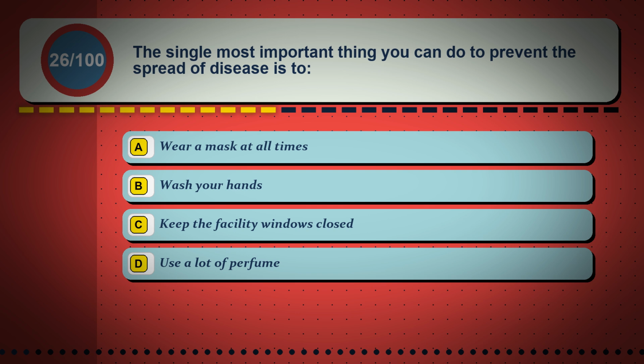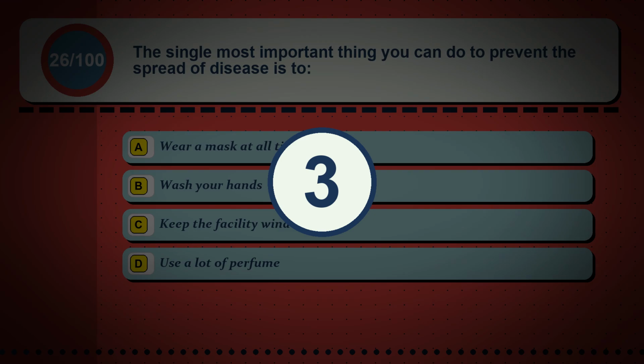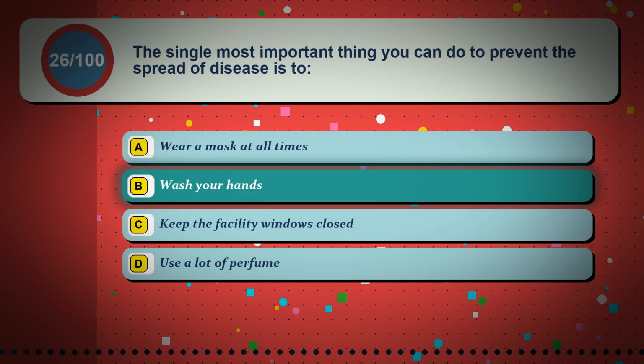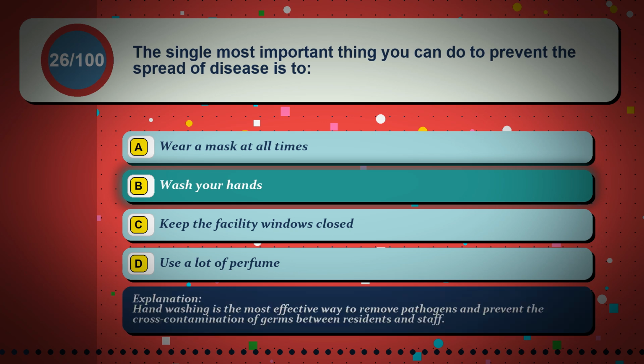Option B, wash your hands. Option C, keep the facility windows closed. Option D, use a lot of perfume. The correct answer is option B, wash your hands. Hand washing is the most effective way to remove pathogens and prevent the cross-contamination of germs between residents and staff.